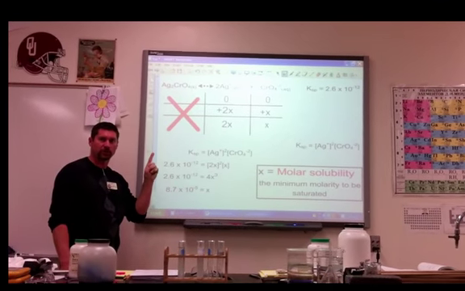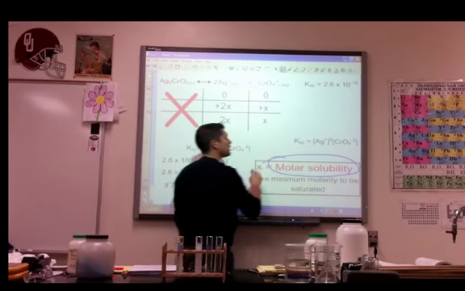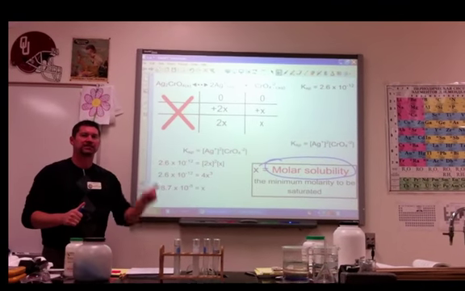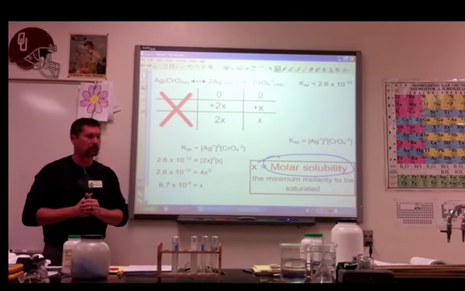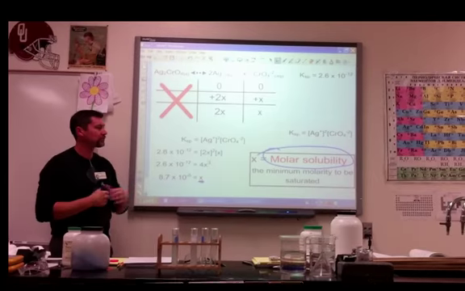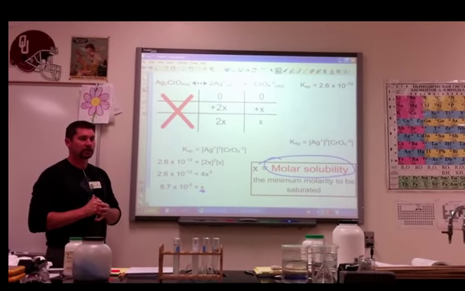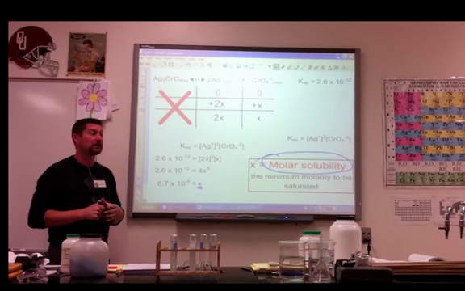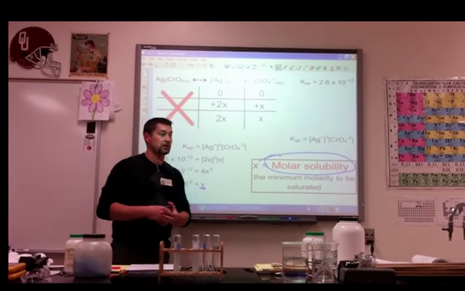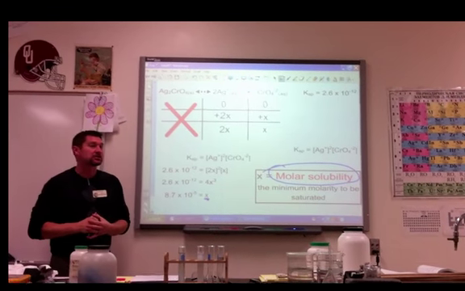This is the last important part here. Ready? That is called your molar solubility. That's the second vocabulary word that you need. Which is the molar solubility? X. When you solve for x, it's the molar solubility. That's the minimum molarity that you need to be saturated. Anything more than that, it's a saturated solution. Anything less than that, it's not saturated.